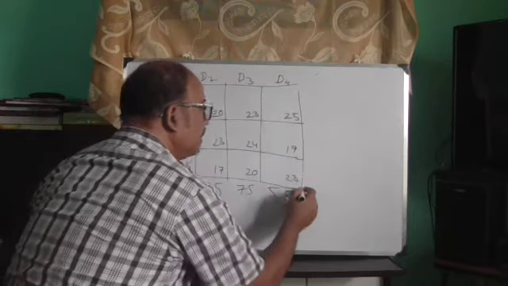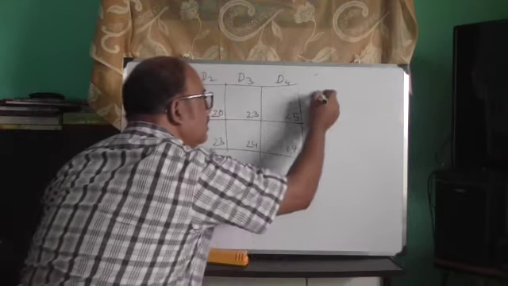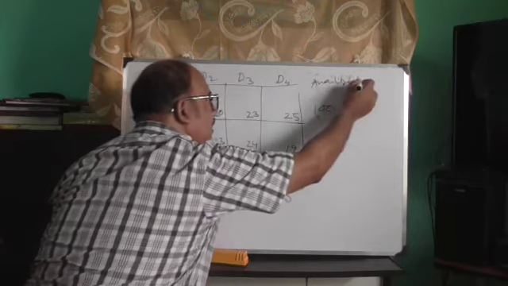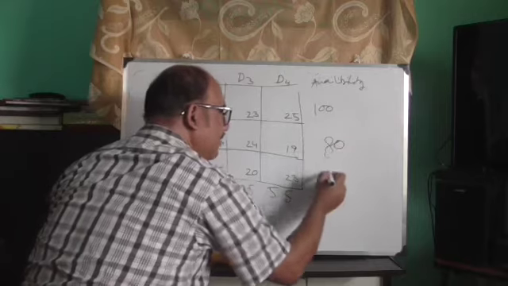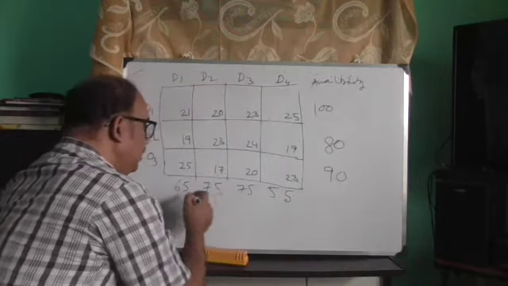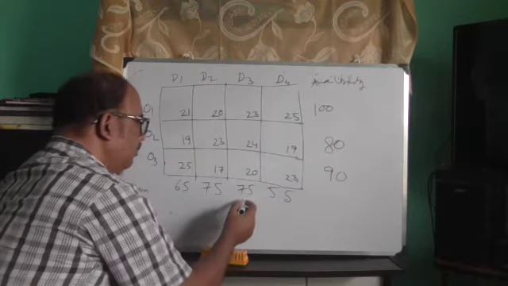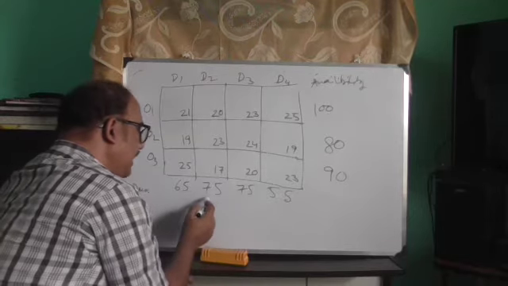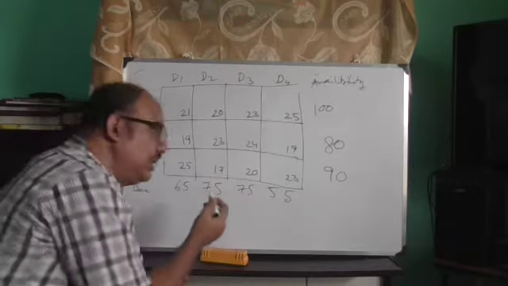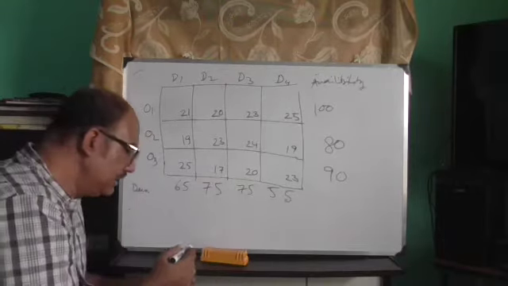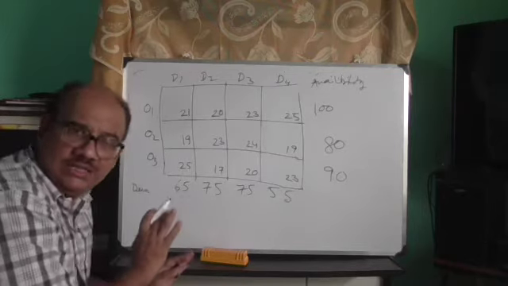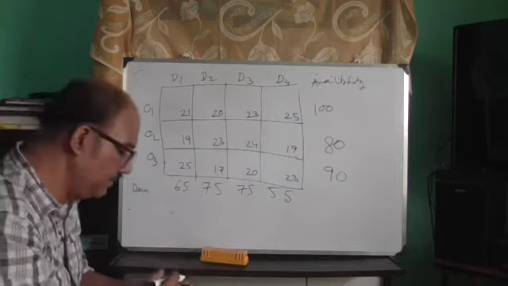So this was the original problem. Availability was 100, 80 and 90, and this is 270, and this is also 25, 7, 12, 7, 19 plus 25, 270. So 270 is the total, so it's balanced. So the first step is done. If it is not balanced, you have to balance it. Then we go to the second step.